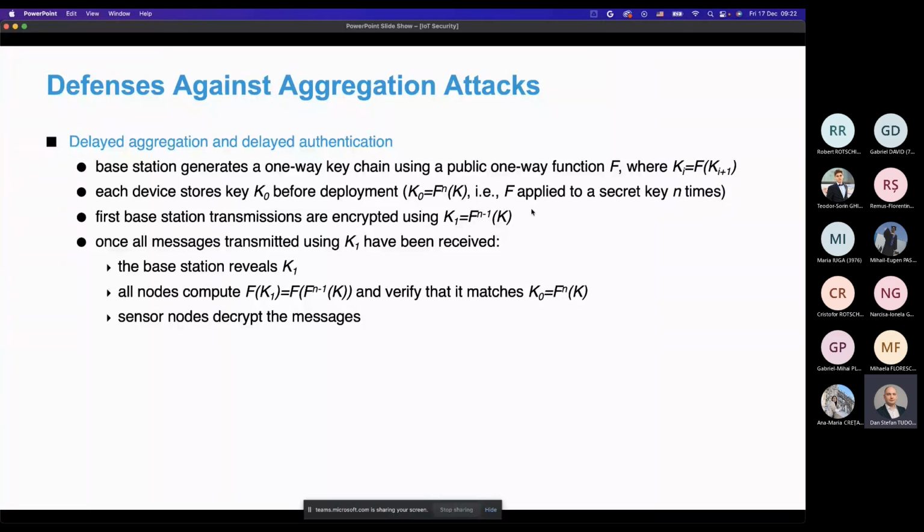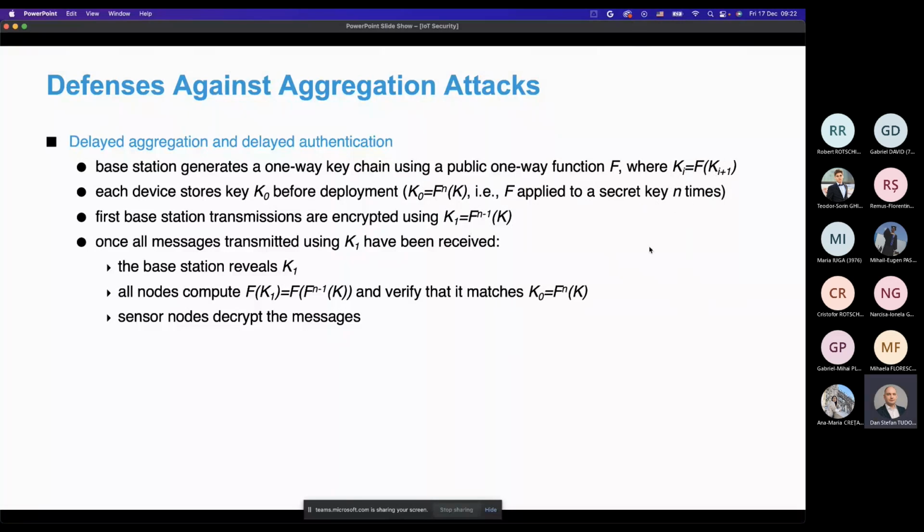Whenever you have this public one-way function, the next key is computed as a function of the previous key. Each device stores the first key, K0, before the deployment, and K0 might be mathematically expressed through this: it's the nth power of a function of a key, so, for example, f applied to a secret key n times.